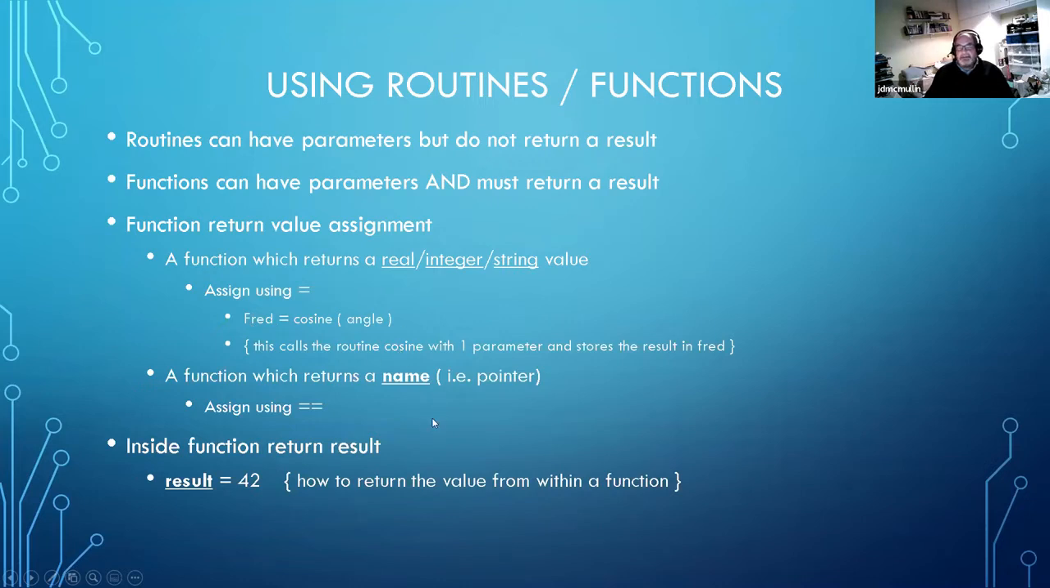These are all just bog standard computer languages. If you have a function which you want to return a name or a pointer, then that must be assigned using the double equals. If you've got a function which is going to return an integer or something like that, you return the result by saying result equals 42.